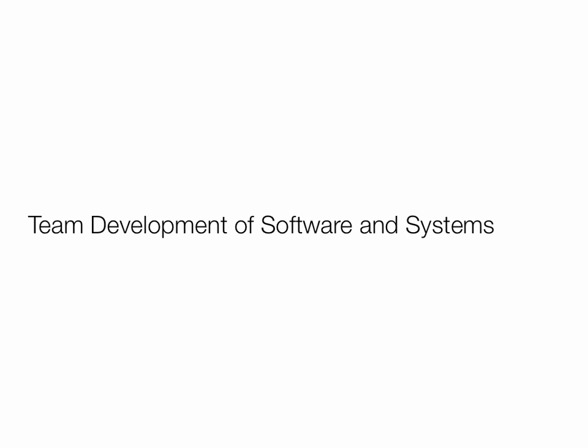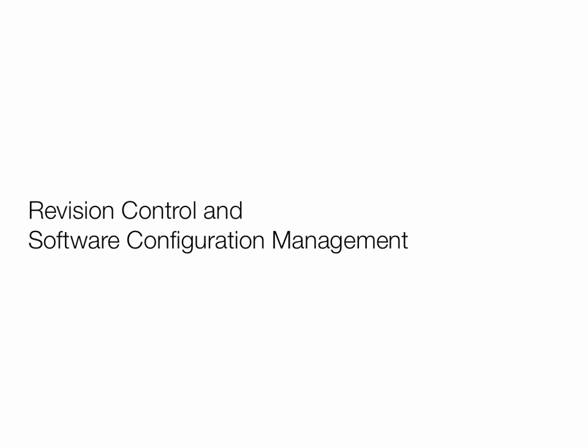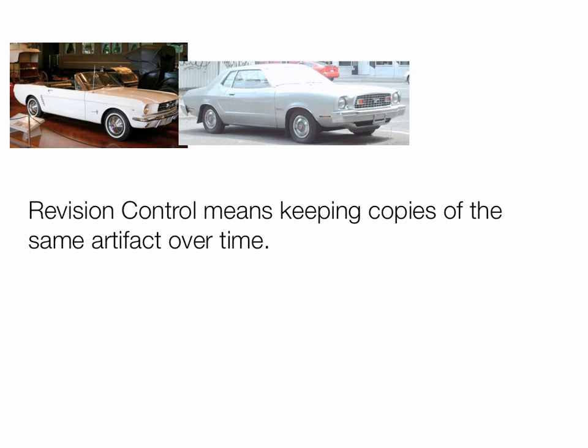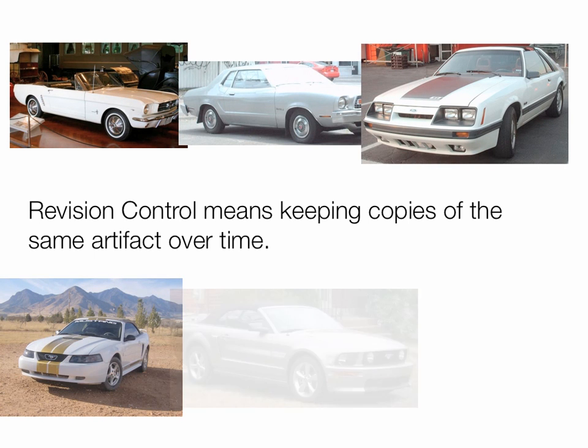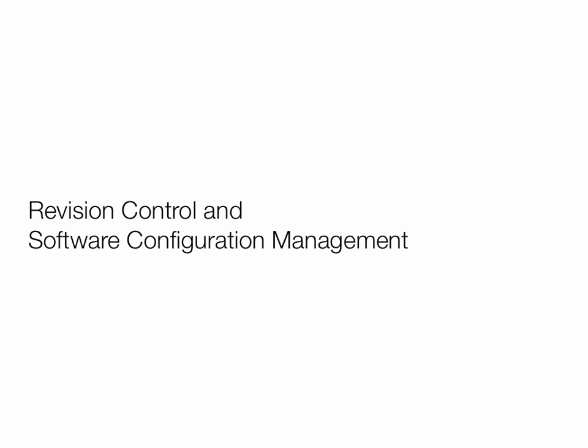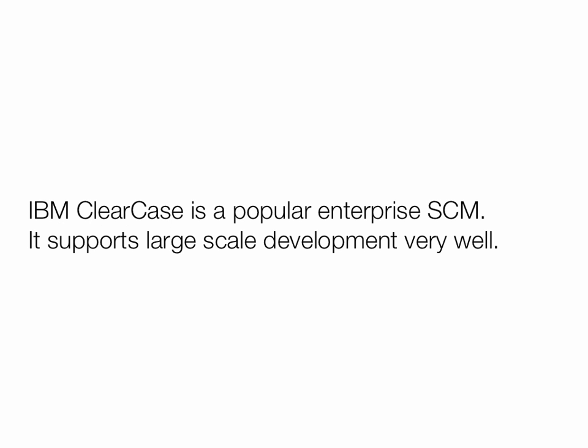Today, team development of software and systems is done using revision control and software configuration management. Revision control means keeping copies of the same artifact over time. Software configuration management means keeping track of different flavors of a system. Revision control and software configuration management are called SCM for short.